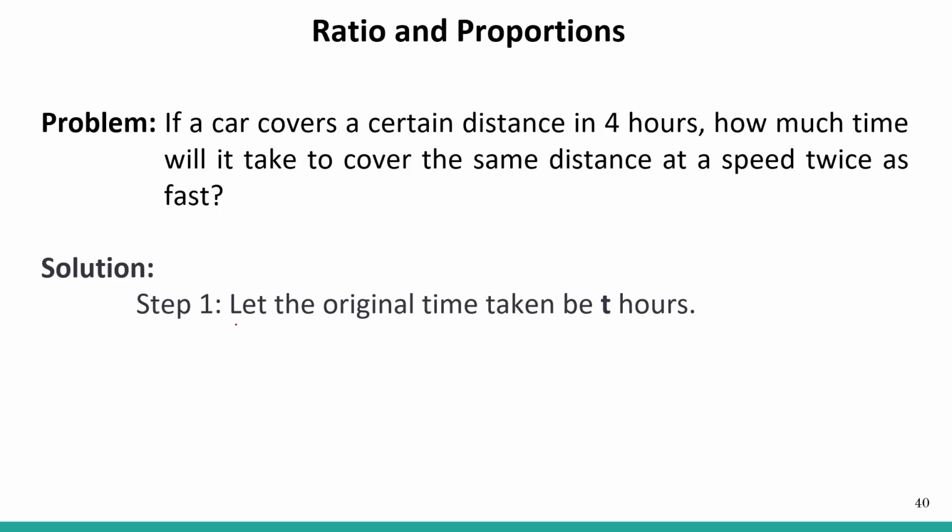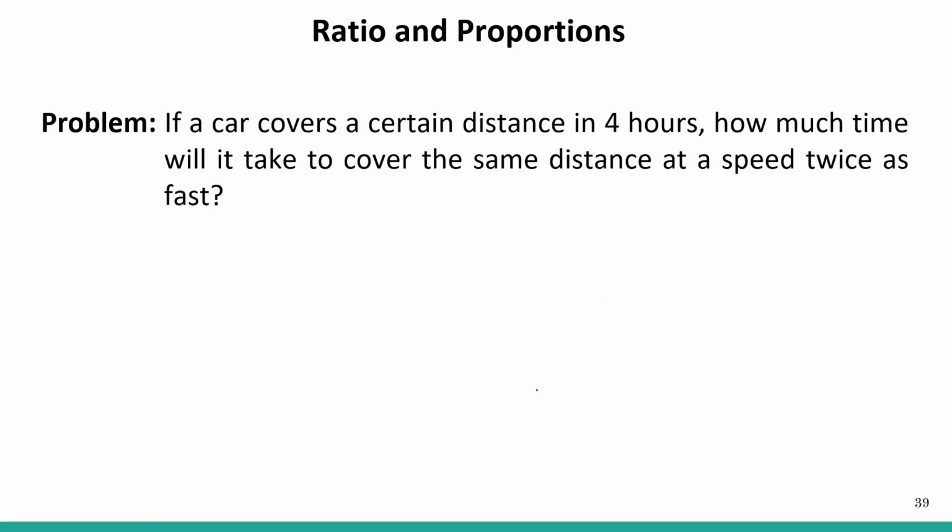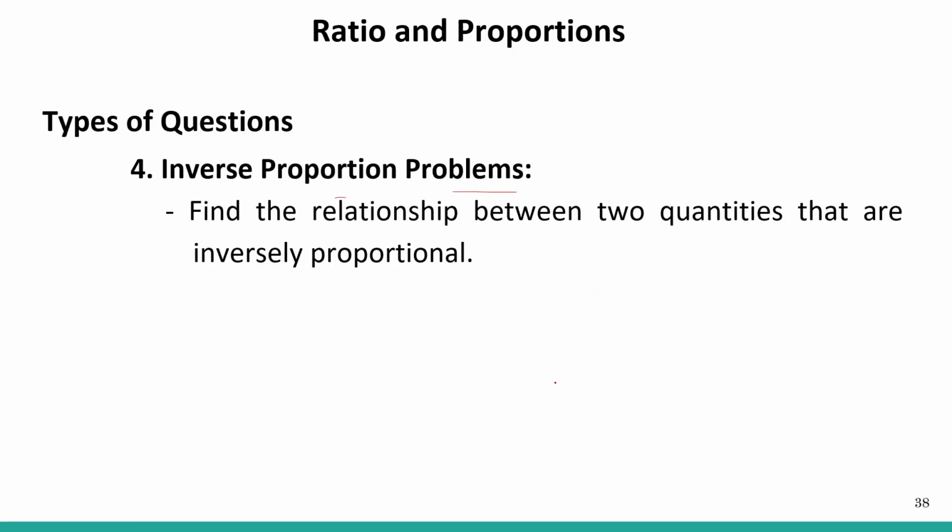Okay, so let's see. Let the original time taken be t hours. Given the speed is twice as fast, the new time taken will be t by 2 hours because it takes half the time. So the time taken at twice the speed is t by 2 hours. So we have t equal to 4, then t by 2 is equal to 2 hours. Okay, so we have completed the fourth kind of question that is being asked.